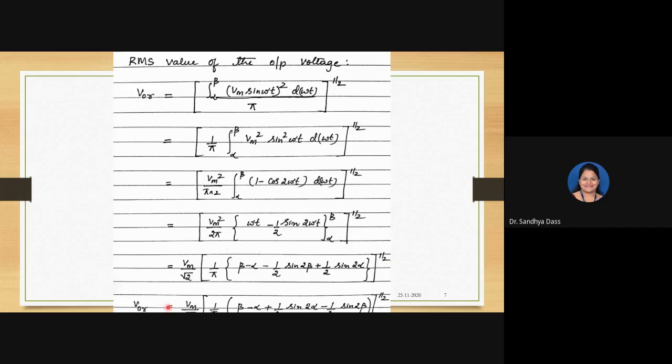So the RMS value of the output voltage, final expression, what we are getting here is Vm by root 2 times the square root of 1 by pi, beta minus alpha plus 1 by 2 sine 2 alpha minus 1 by 2 sine 2 beta. Okay, this is the final expression for RMS value of the output voltage.